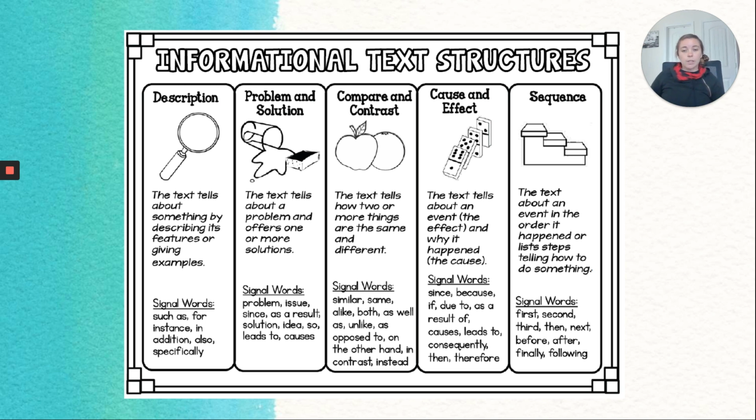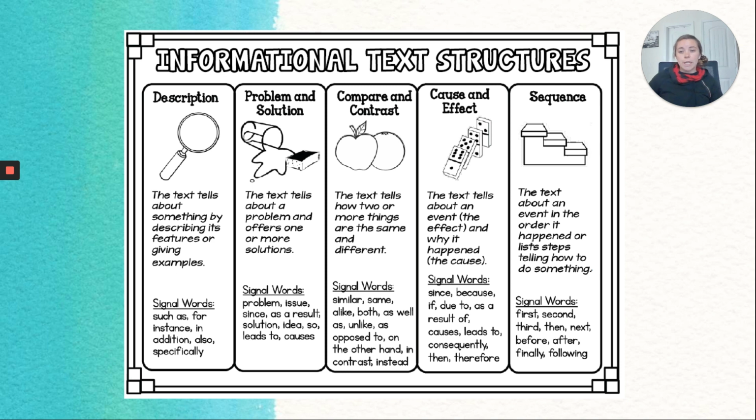Compare and contrast, we learned last week. The text tells you about 2 or more things and how they're the same and how they're different. The word compare is how they're the same. Contrast tells you how they're different. Signal words: similar, unlike, same, alike, both. On the other hand, contrast, sometimes they use that word right there. So keep that in mind. There's our apple and orange right there in that picture.